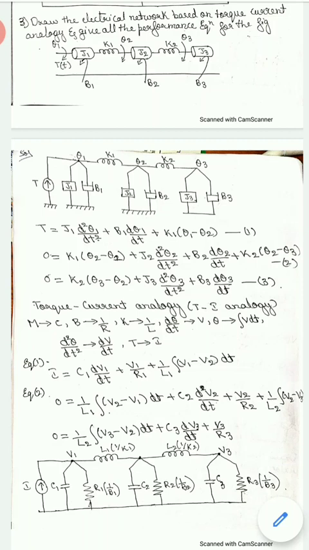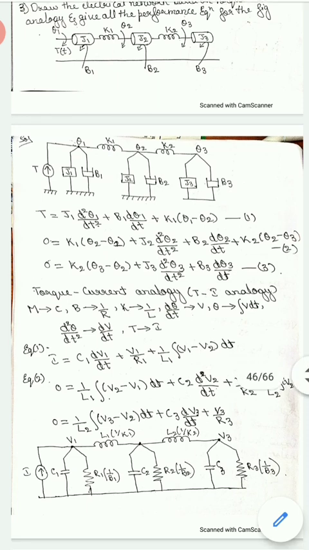electrical network. First, draw the rotational system. For theta 1, what are the elements connected? Torque, J1, B1 and K1. You can see for theta 1, T, J1, B1 and K1 are connected. For theta 2, K1, J2, B2. You can see the diagram. Between theta 1 and theta 2, K1 is connected. So, draw between theta 1 and theta 2, K1.